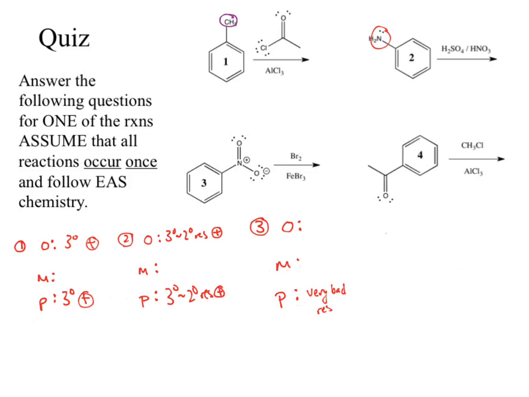If you go through and draw the ortho intermediate resonant structures, what are you going to end up finding? You're going to find the same things that we saw for the para. You're going to end up with very bad resonance. Okay. This is an interesting result that's starting to come out of this.